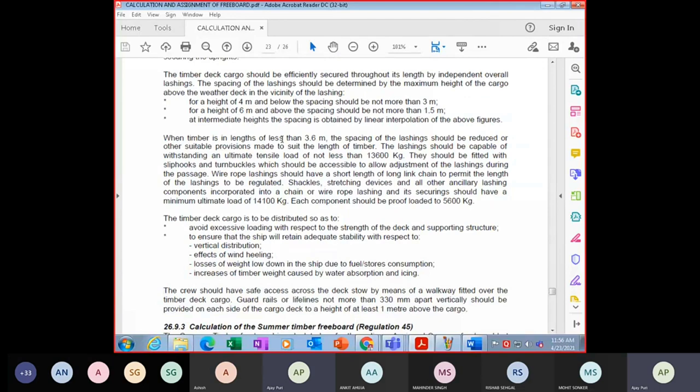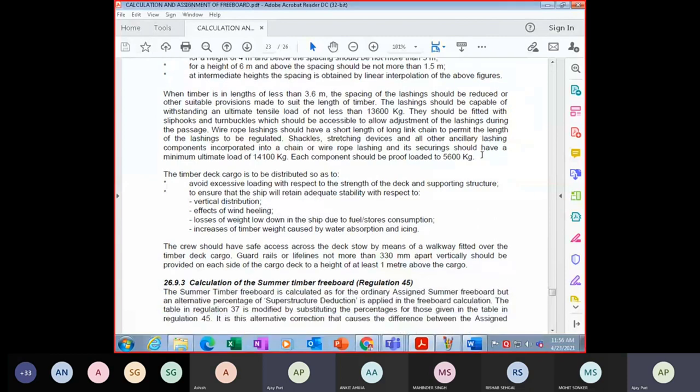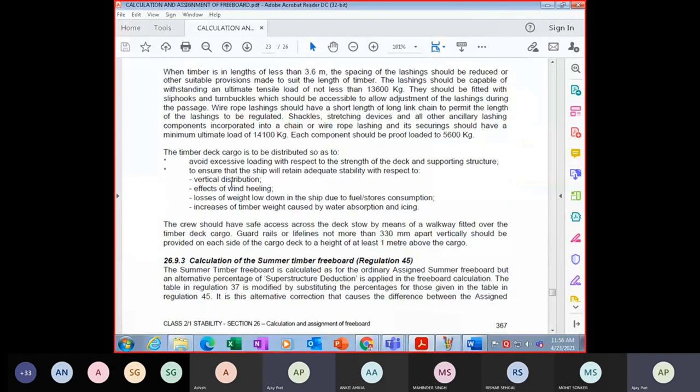Now, when the length of your timber is less than 3.6, the spacing between the lashings should be reduced. So timber deck cargo to be distributed to avoid excessive loading with respect to vertical distribution, effect of wind heeling, loss of weight down low, increase in timber weight caused by water absorption and icing.